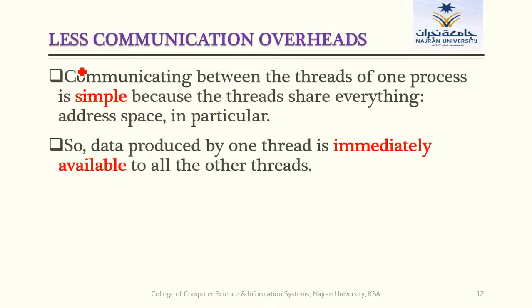Then the last benefit that we have discussed is less communication overhead. Communicating between the threads of one process is simple because the threads share everything. Because they belong to the same process, they share different resources and they share the memory address, so it is very easy for them to communicate with each other. So this was our first session of lecture number 5.